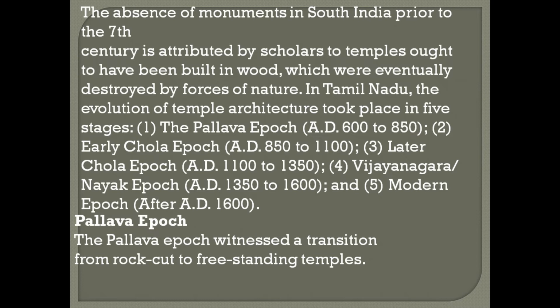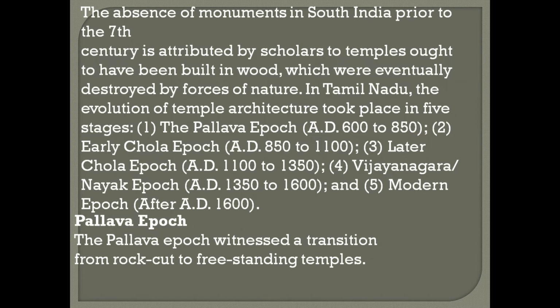In Tamil Nadu, the evolution of temple architecture took place in five stages. The Pallava epoch, AD 600 to 850, early Chola epoch, AD 850 to 1100, later Chola epoch, AD 1100 to 1350, Vijayanagara Nayak epoch, AD 1350 to 1600, and modern epoch after AD 1600. First, we are going to discuss the Pallava epoch.